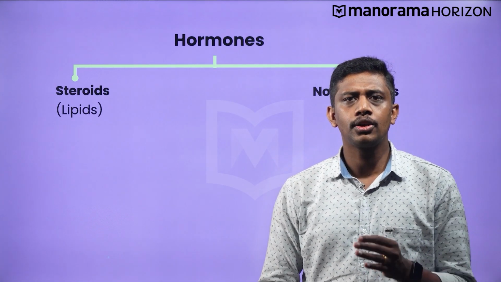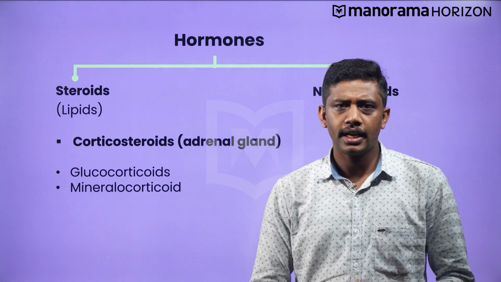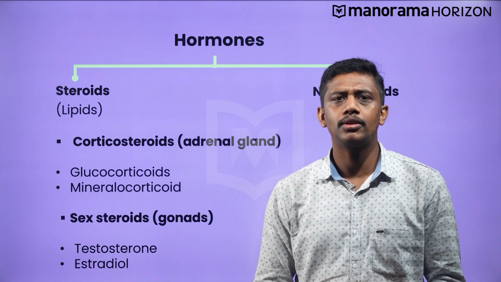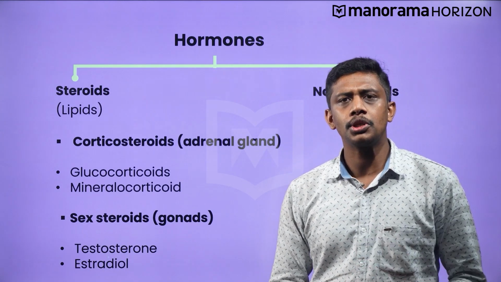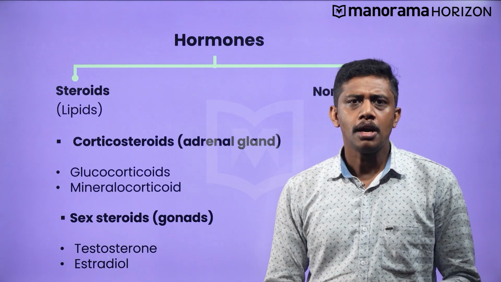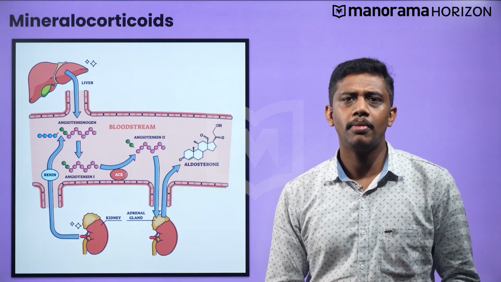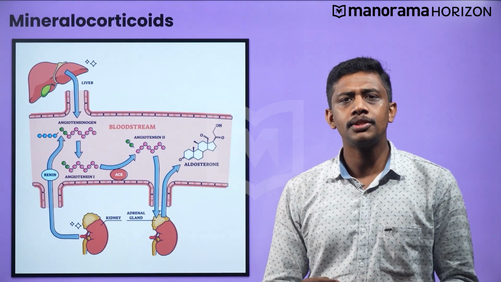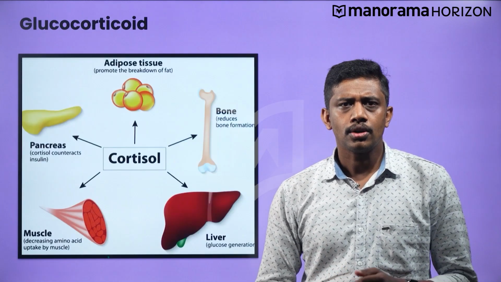Steroid hormones are grouped into corticosteroids, which are secreted by the adrenal glands, and sex steroids secreted by the gonads. The first class of hormones that we are going to discuss is corticosteroids, which include mineralocorticoids and glucocorticoids. Mineralocorticoids control the level of excretion of water and salt by the kidney. One of the major natural mineralocorticoids in humans is aldosterone.